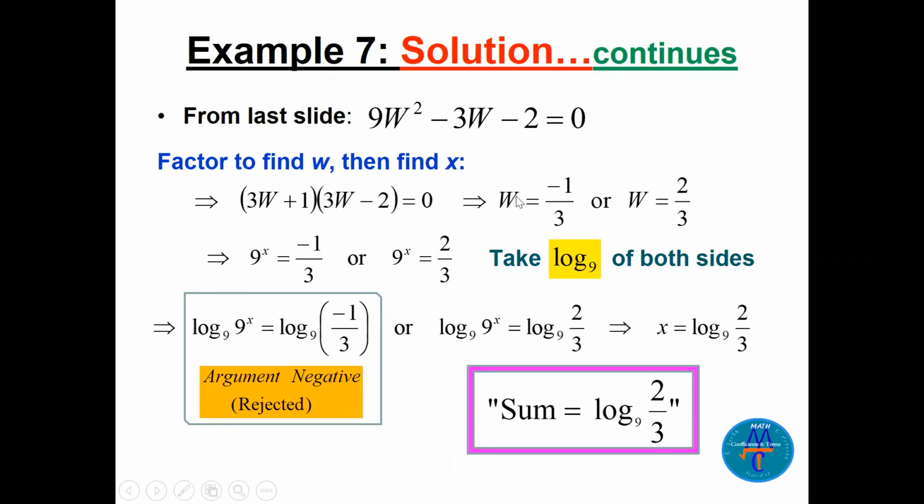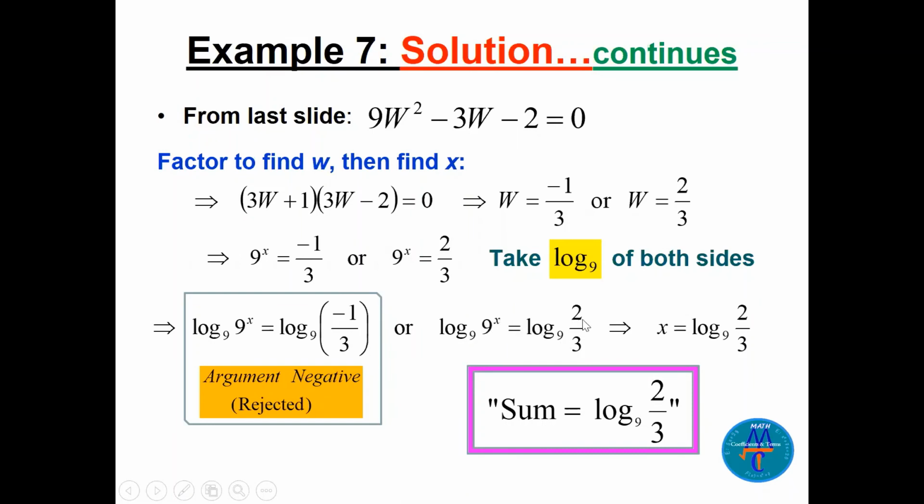Now, we know w is 9 to the power x, remember? So I put 9 to the power x is equal to minus 1/3. 9 to the power x is equal to 2 over 3. I can take log base 9 on both sides. So here, after I take log base 9, I see here the argument negative. So there is no value here, not real number. So this is rejected.